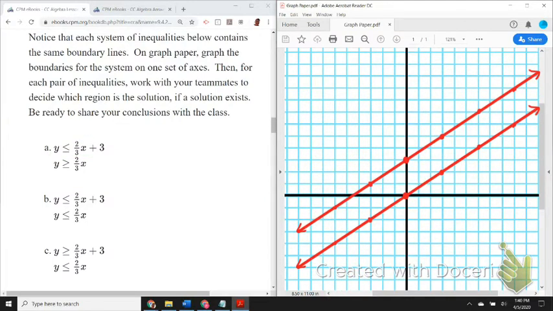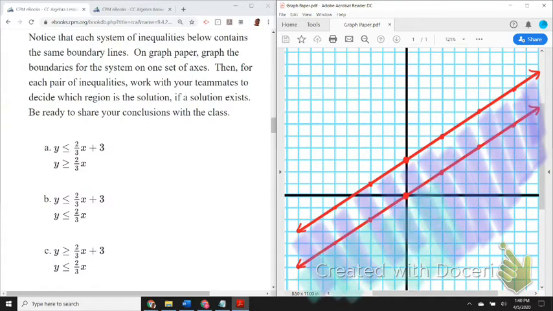All right, so for problem B, the first one is y is less than 2/3 x plus 3. Less than, so it's going to be there. Then for the second inequality, we have y is also less than 2/3 x. So this one's a little bit strange. You don't really see this very often. The overlapping part is going to be the area below that bottom line. Go ahead and pause it and try question C.